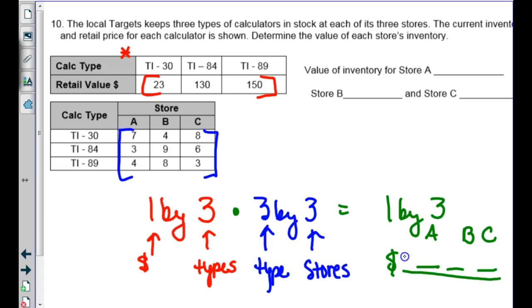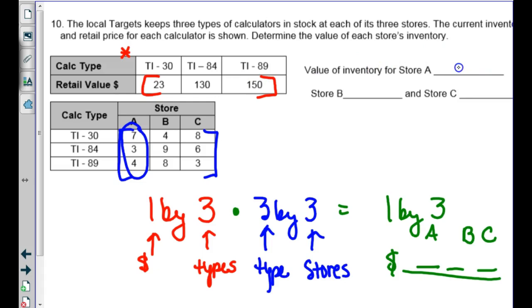Now, could you do this without a matrix at all? Look up here for just a second. At store A, this is what I have in stock. So if I want to find the total value, couldn't I just do 23 times 7 plus 130 times 3 plus 150 times 4? And that would give me the value of store A. Everybody see what I'm talking about? There's 7 of these at $23 a piece, plus 3 of these at $130 a piece, plus 4 of these at $150 a piece. Add that all up, that'd give me the value of the inventory store A.